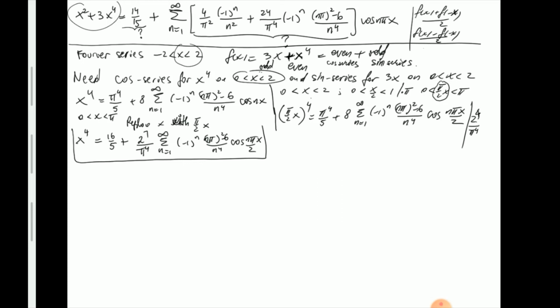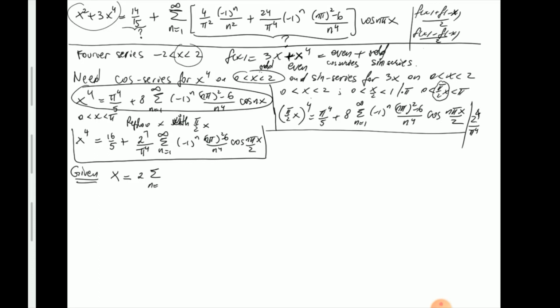Let's move on to the odd part, which is 3 times x. Well, in the table, so again, this was given in the table. In the table, let's look at the Fourier sine series for x. In the table, I have again the Fourier sine series for x also in the interval 0 to pi, zero less than x less than pi. So that's given in the formula. I need the interval 0, 2.